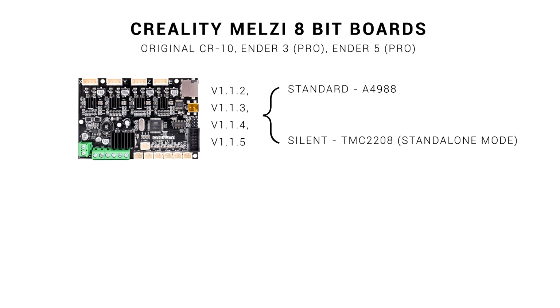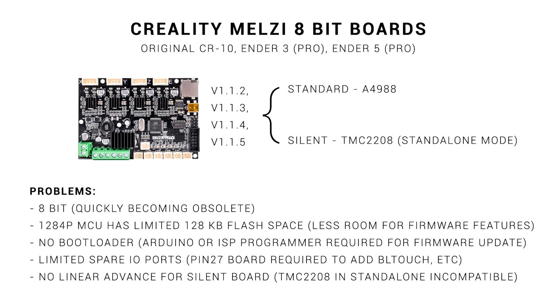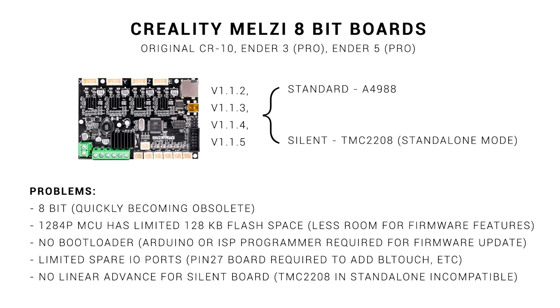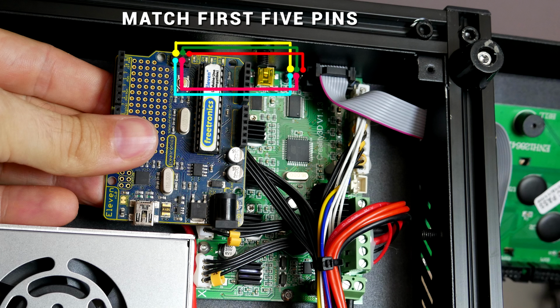In terms of volume, that's a huge upgrade, but there were still problems with both of these boards. Apart from them being 8-bit, which is quickly becoming obsolete, the 1284p microcontroller was always running out of room, so when you added a BLtouch, you had to disable other features. The board typically came without a bootloader, which means you needed to muck around burning one before you could easily update firmware via a USB cable.